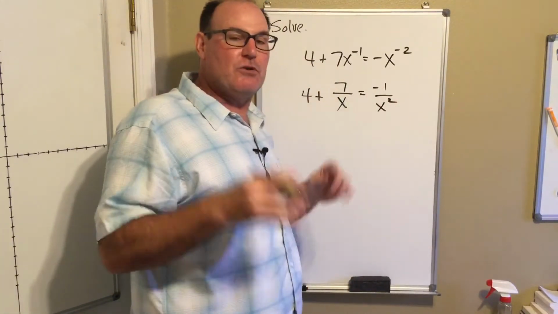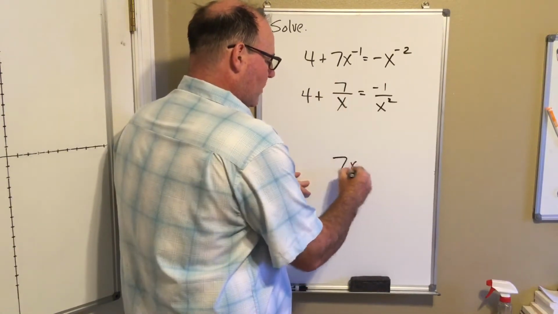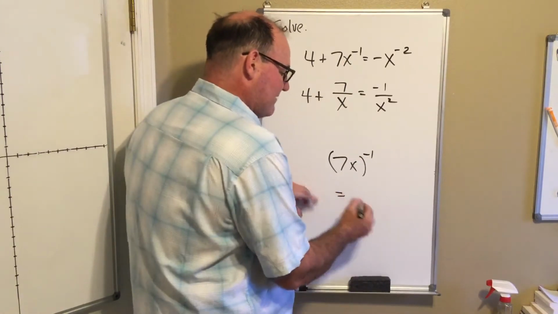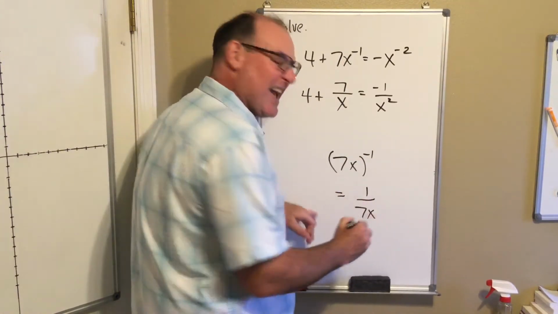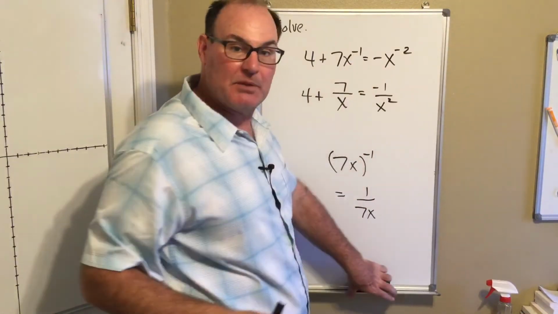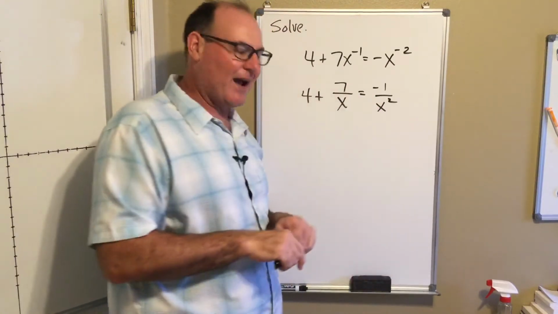Just in case you're confused, you might be asking yourself, Mr. Perkins, why did the 7 stay where it was? If there was a parentheses around the whole thing, then I would have indeed moved the 7 and the x to the bottom. But in this case, the -1 is only applying to the x. So this is the equation we are asked to solve.